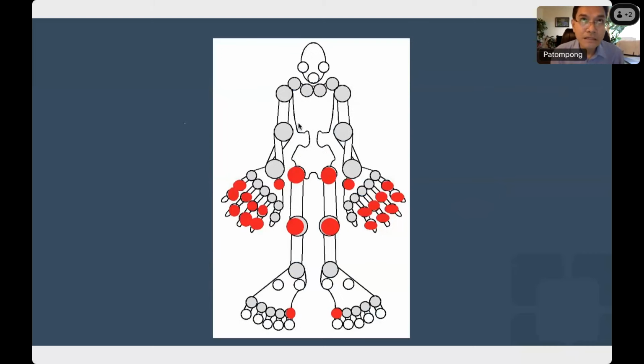And the joints that are affected by osteoarthritis are usually different from sarcoid arthritis. In sarcoid arthritis, we usually see only large joints like the ankles, the knees, and the wrists affected. But for osteoarthritis, you can see a combination of both large and small joints, like the joints of the hands or the first toe joint can be affected by osteoarthritis as well.